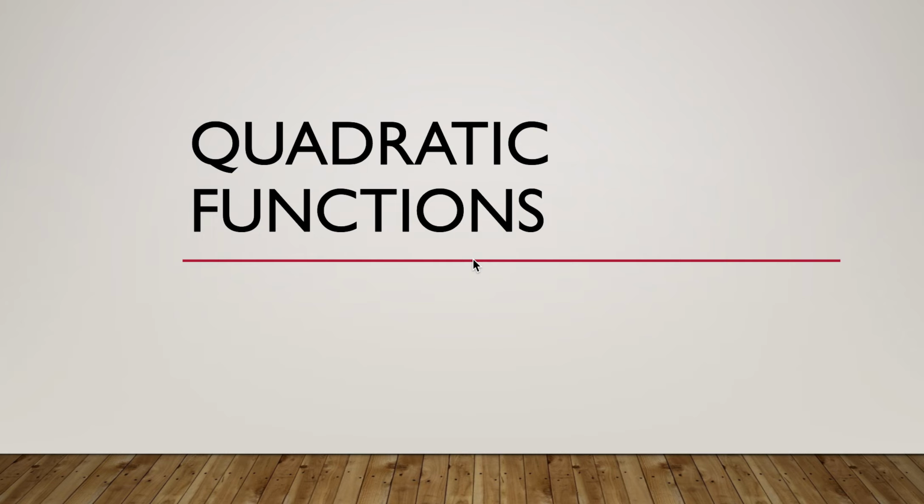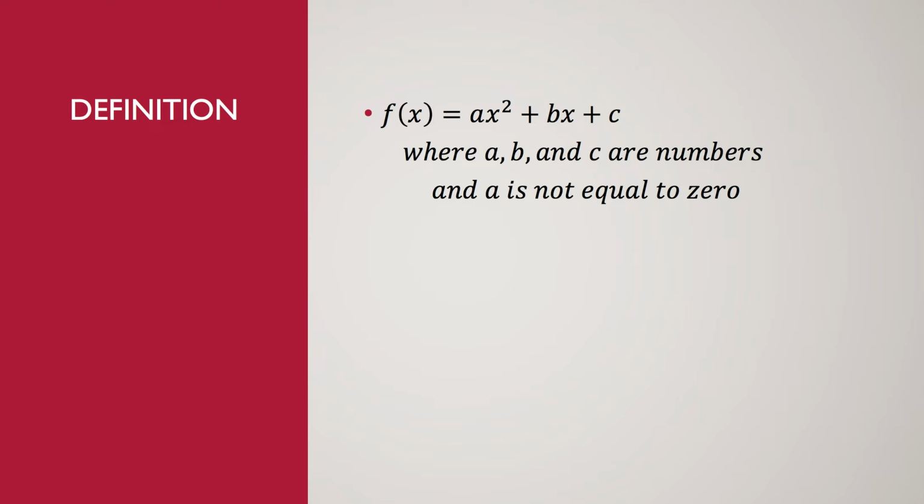So as we begin this section, we're going to move from discussing quadratic equations to now discussing quadratic functions. As a definition and a reminder, a quadratic function is going to start out f of x, and it's going to be equal to ax squared plus bx plus c. You're going to have numbers in place of the a, b, and the c, and the stipulation is that a cannot equal 0.